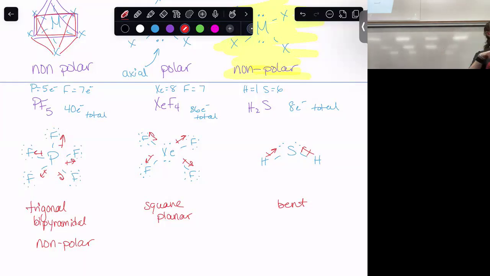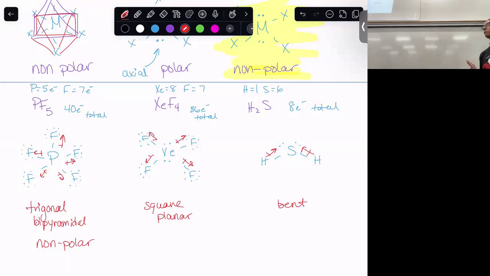So the triangle that's at the plane around the equator, those are all going to be 120 degrees away from each other. And then the fluorines are going to be 180 from each other. So that allows it to be symmetrical that way, causing it to be non-polar. And the angle between an equatorial and an axial fluorine is the same for all of them as well. So that would be non-polar, even though it has polar bonds.